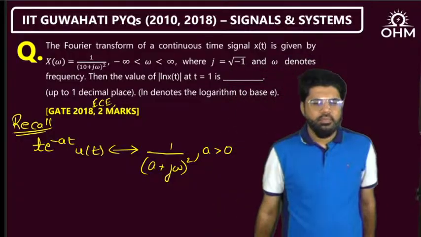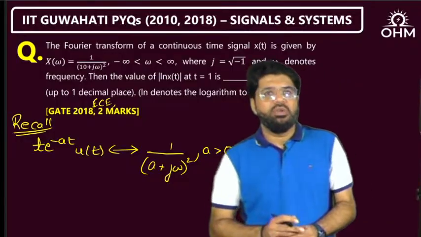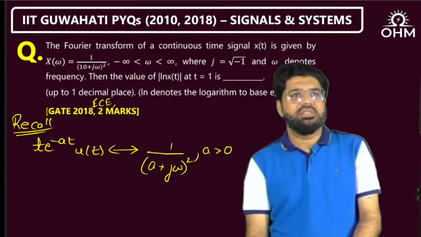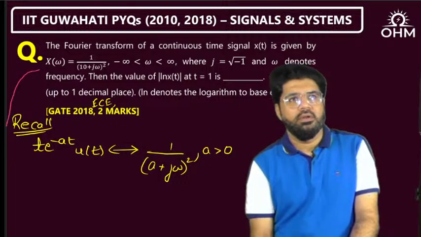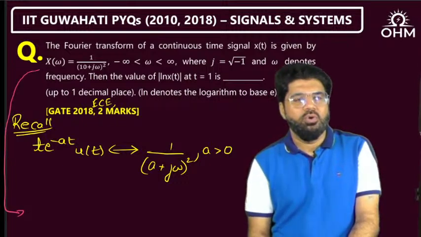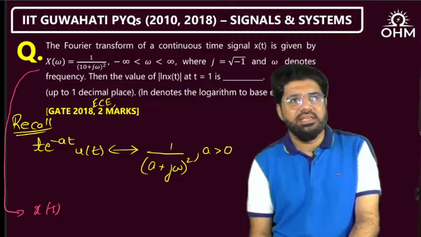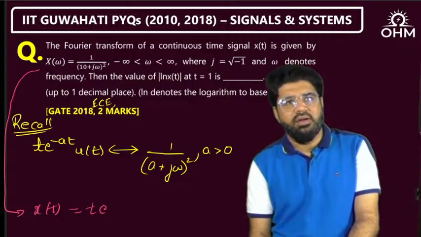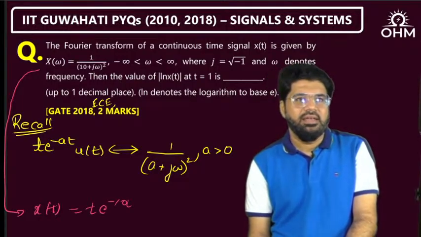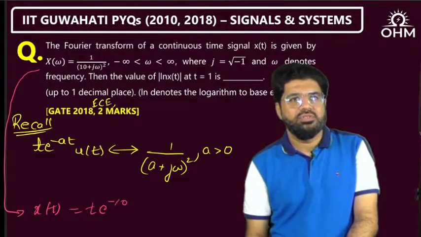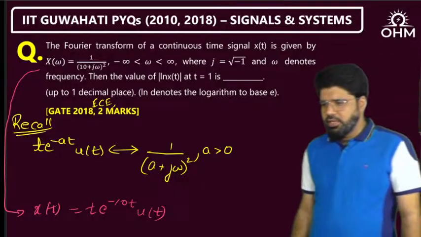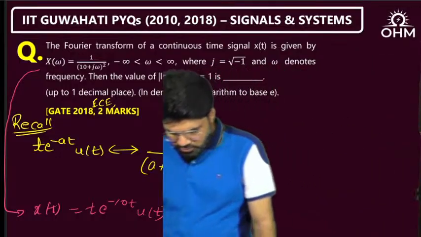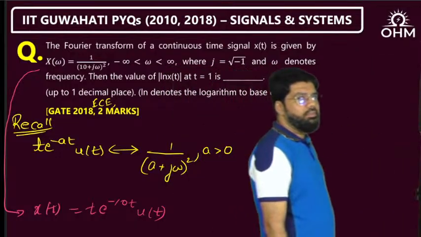So if X omega is given to you as 1 upon (10 plus j omega) whole square, what is x t? It is t e power minus a t. What is a? 10. So t e raised to the power minus 10 t u t.